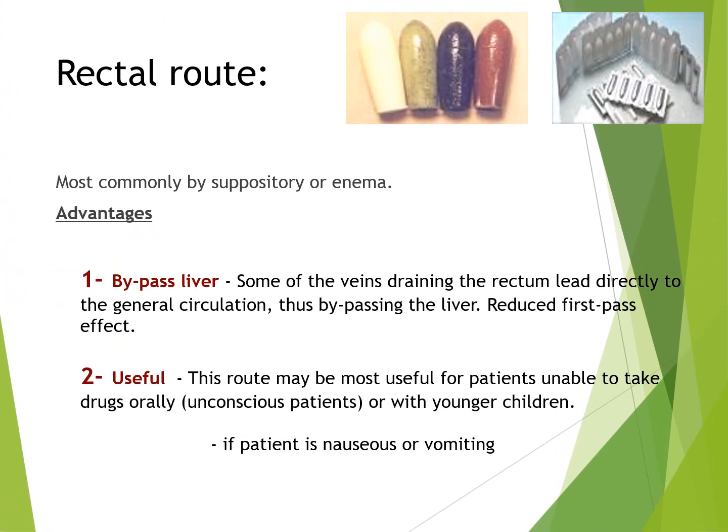Rectal route, most commonly by suppositories or enema. The key advantage is it bypasses the liver, so some of the veins draining the rectum lead directly to the general circulation, thus bypassing the liver, reducing that first pass effect. It's useful for patients unable to take drugs orally, right? Like particularly unconscious patients or very young children, right? And especially too, it's a good route if the patient is nauseous or vomiting.